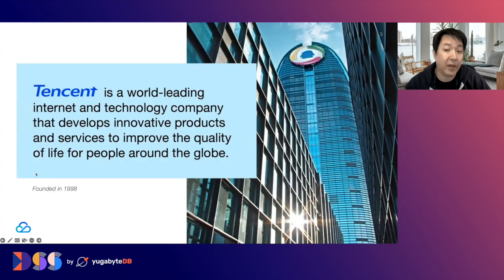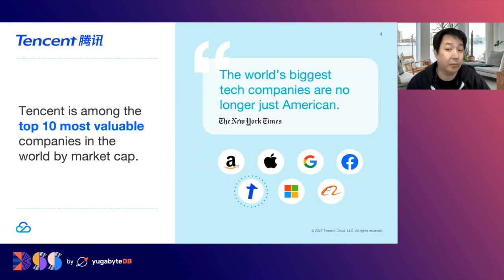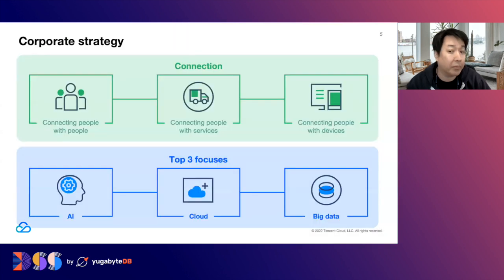So Tencent was founded in 1998, and it's a world-leading internet and technology company that develops innovative products and services to improve the quality of life for people around the globe. Tencent is one of the top 10 largest companies in the world in terms of market cap and one of the largest technology companies in the world. Our corporate strategy is to connect people with services, and connect people with devices. We have focused very heavily on cloud, big data, and artificial intelligence.